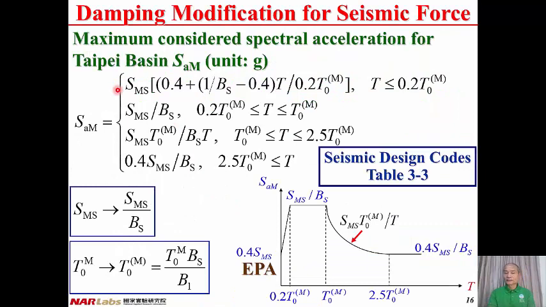Then we move to Taipei Basin. According to Seismic Design Codes Table 3-2, if the damping ratio is other than 5%, the maximum considered spectral acceleration for Taipei Basin can be multiplied by two factors. One is BS, the other is B1. With these two damping modification factors, SMS is modified to be SMS divided by BS. The corner period, T0M, is modified to be T0(M) equal to T0M times BS divided by B1. With this corner period, the relationship between maximum considered spectral acceleration and the structural vibration period T can be divided into 4 segments.